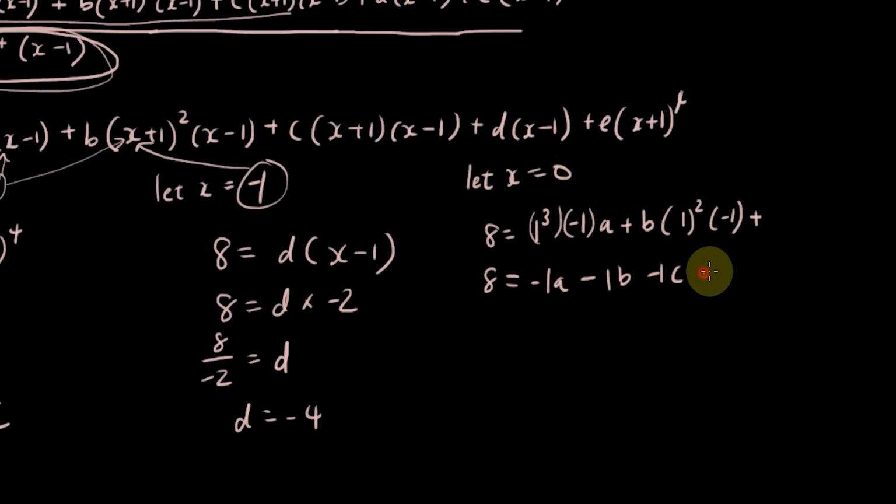And then I got d. So that's minus d, because 0 minus 1 is negative 1. And then I got e. So e is 1 to the power of 4. Okay, so now d and e, we already know what they are. So that's going to help us a little bit.